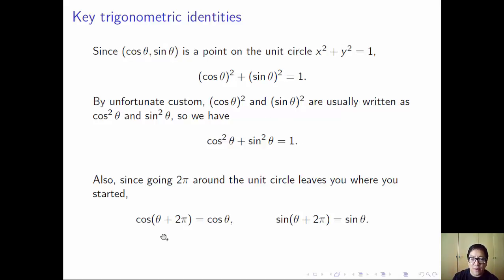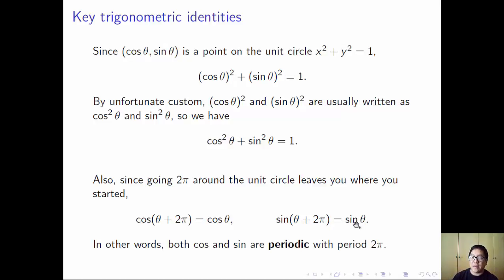In other words, the cosine of theta plus 2 pi is cosine theta, and the sine of theta plus 2 pi is equal to sine theta. The string procedure, adding on an extra 2 pi, is the same as the string procedure that you got by not laying out that extra 2 pi.